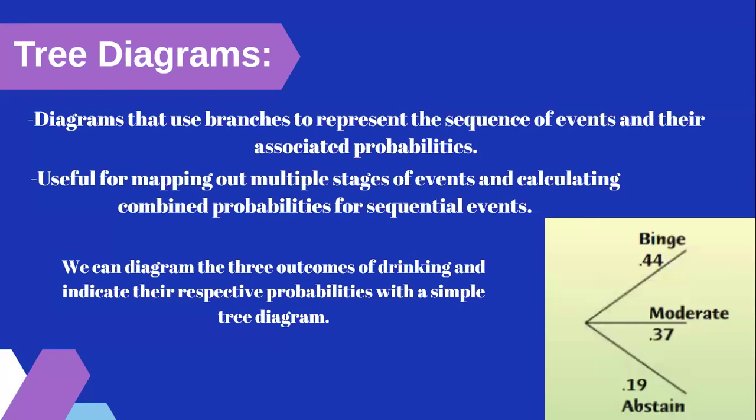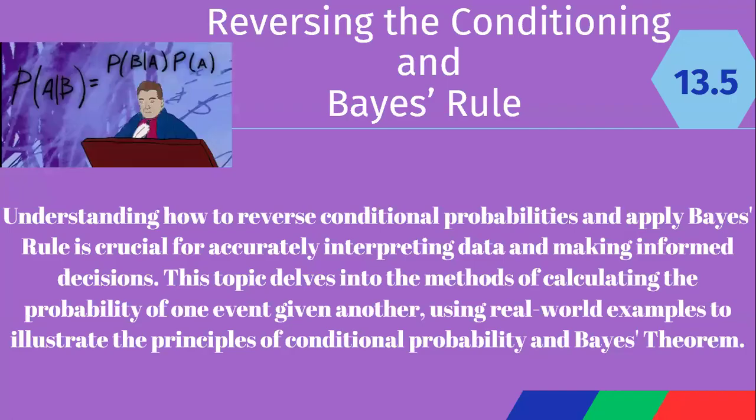Tree diagrams. Diagrams that use branches to represent the sequence of events and their associated probabilities. Useful for mapping out multiple states of events and calculating combined probabilities for sequential events. We can diagram the three outcomes of drinking and indicate their respective probabilities with a simple tree diagram.